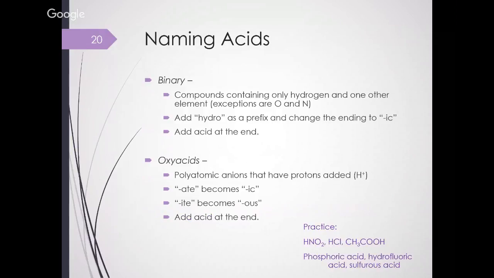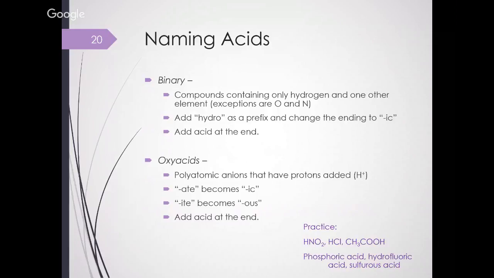So the last type of compound we're going to talk about how we name are acids. There's two different ways that we name acids, whether they're a binary compound or whether they have a polyatomic, which we would call oxyacids. Oxy meaning that they have oxygen associated. If it's binary, that means you have hydrogen and one other nonmetal, period.